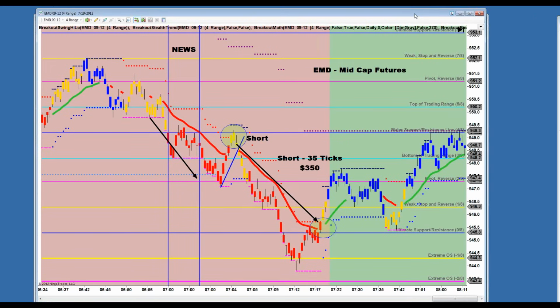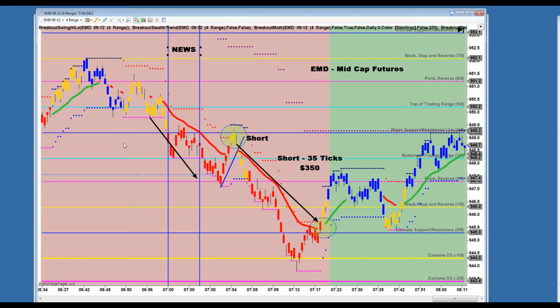You should see an EMD chart on your screen right now. Is the EMD up? Yes, it's up. Okay. All right. So here we have a 4-range chart of EMD. Most of you know that the EMD is the mid-cap 400 futures, $10 a tick. We did have news today at 7 o'clock. We had Philly Fed, I believe, along with some housing numbers that were shown as high-impact numbers. So we're looking for volatility. We're looking for movement after the news.